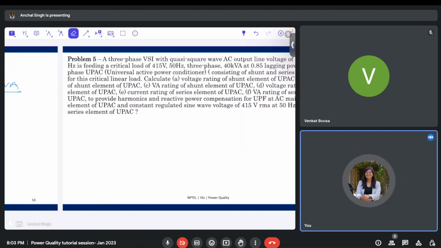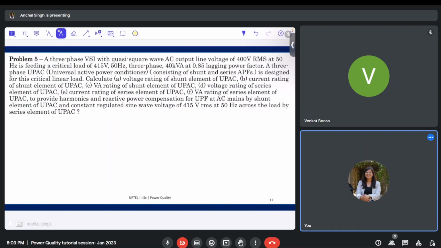In the next problem, it is given that this is a problem for a three-phase system where a quasi square wave AC output is present and the line voltage is 400 volts at 50 hertz. There's a critical load with 415 volts, 50 hertz, and this load has a kVA rating of 40 and 0.85 lagging power factor. So a three-phase UPAC has to be designed, which is a combination of both active shunt and series filter. And again, we have to find the voltage, current, and VA ratings of both the shunt and series elements.